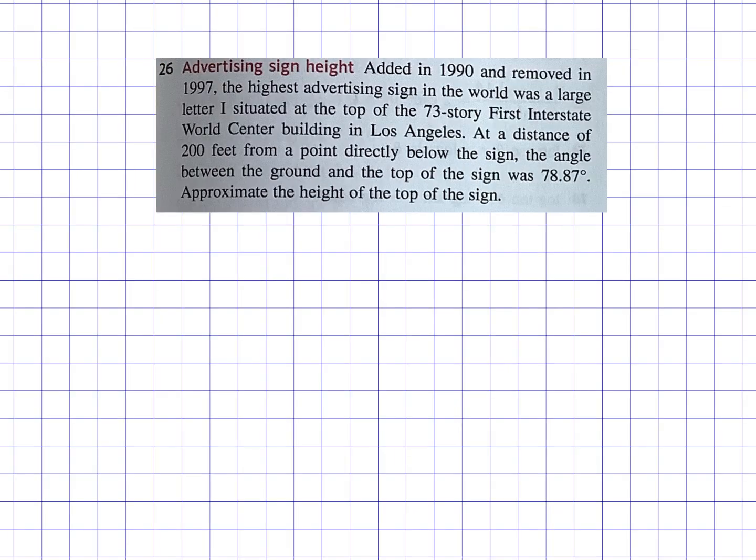Advertising sign height, added in 1990 and removed in 1997. The highest advertising sign in the world was a large letter I situated at the top of the 73-story First Interstate World Center building in Los Angeles. Okay, so you're 200 feet away. Here's the I. This is 78 degrees, so probably something like that, 78.87 degrees.